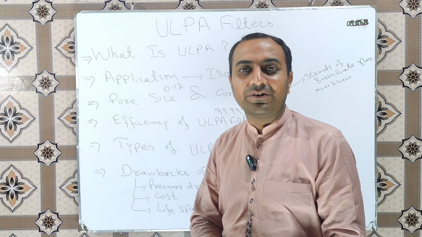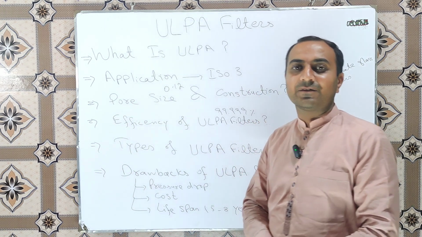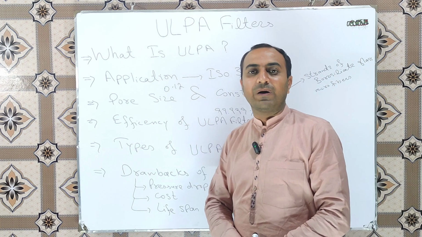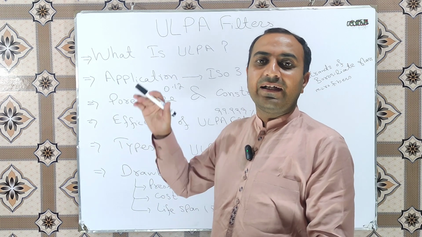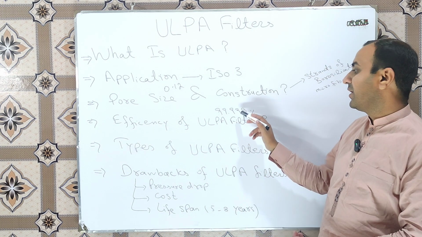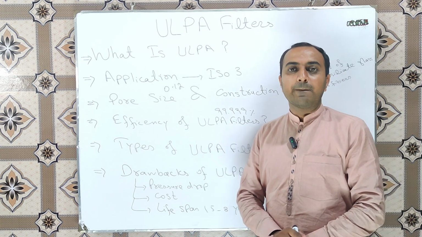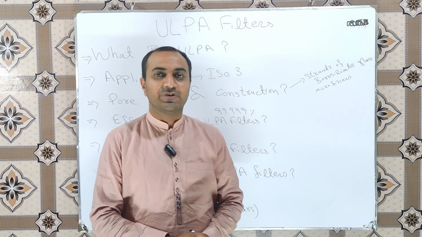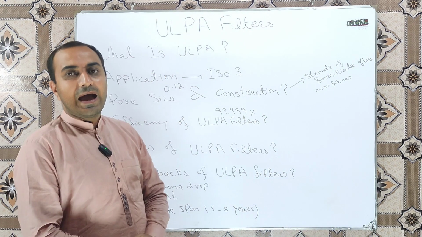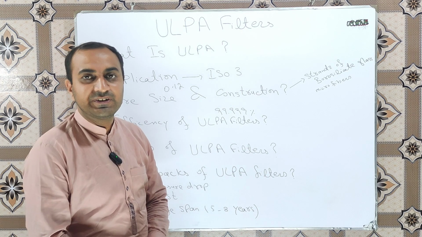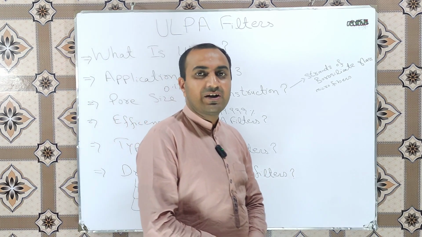Next one is the efficiency of ULPA filters. Efficiency of ULPA filters is very high. They can remove the particles of 0.12 micron and above, at an efficiency level of 99.999%. Next one is the types of ULPA filters. There are three types of ULPA filters: U15, U16 and U17.